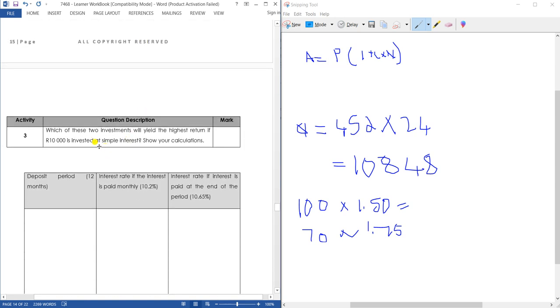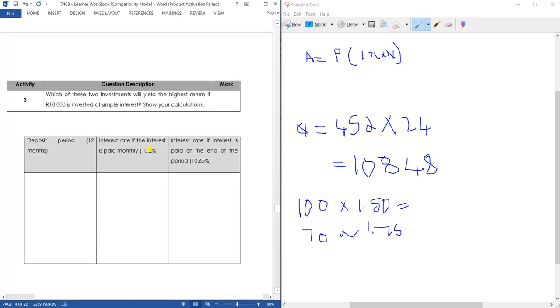Moving on to activity 3. Which of these two investments will yield the highest return if 10,000 is invested at simple interest? You need to show your calculations. You need to use a deposit period of 12 months. With this, you need to provide answers in these columns based on the deposit period of 12 months. So using the simple interest formula, which of these two investments will yield the highest return if 10,000 is invested?